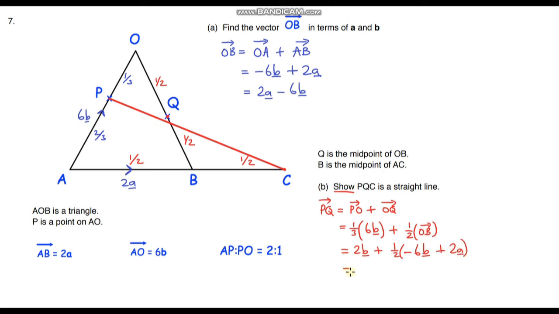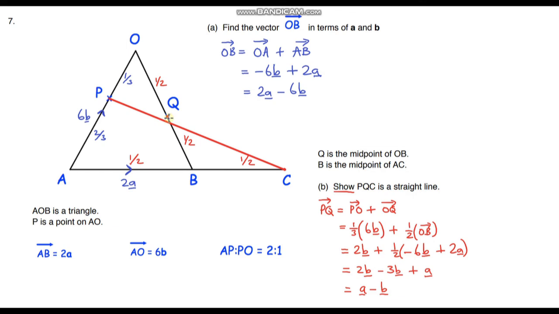Right, so let's simplify this. So it's going to be 2b. Now if we expand the brackets, a half times negative 6b, well that's negative 3b. And then a half times 2a, well that's just plus a. Then our final simplification: if we get the a terms first, and then 2b minus 3b is just minus b. It's a minus b. So the vector PQ is a minus b.